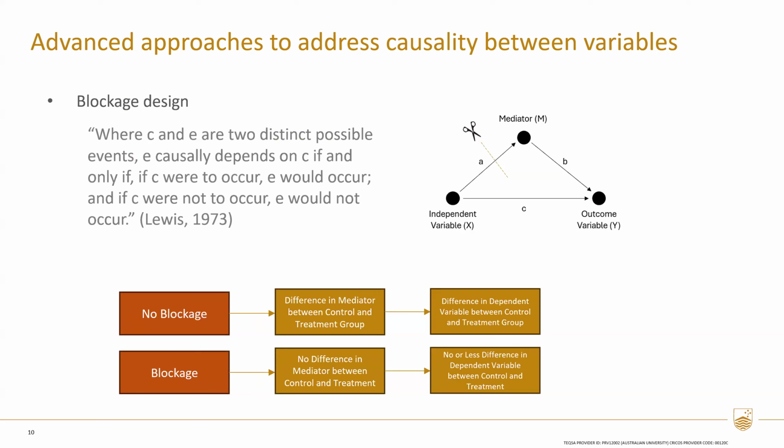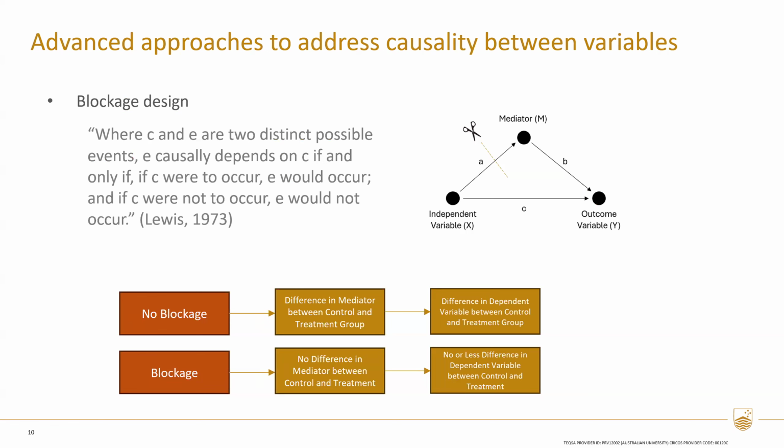And thus, the blocker design assesses the causalities between the three variables by blocking the pathway from the independent variable to this mediator. When there is a blockage, there should be no difference in the mediator between control and treatment conditions. And therefore, there will be no or less difference in the dependent variables, depending on whether there is a full or partial mediation relationship.